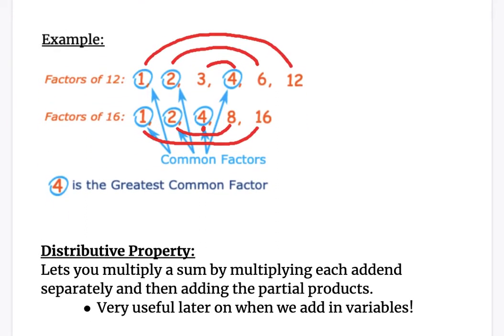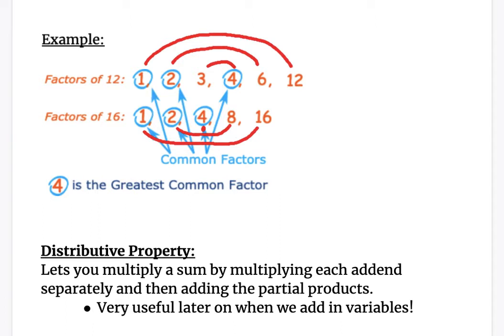For this lesson, we're going to add on the concept of distributive property. You're going to want to jot this down into your notebook. The distributive property lets you multiply a sum by multiplying each addend, which is the parts of an addition problem, separately, and then adding the partial products. It's going to be very useful later on when we start talking about variables. So today we're not going to talk about variables when we use the factoring and distributive property.